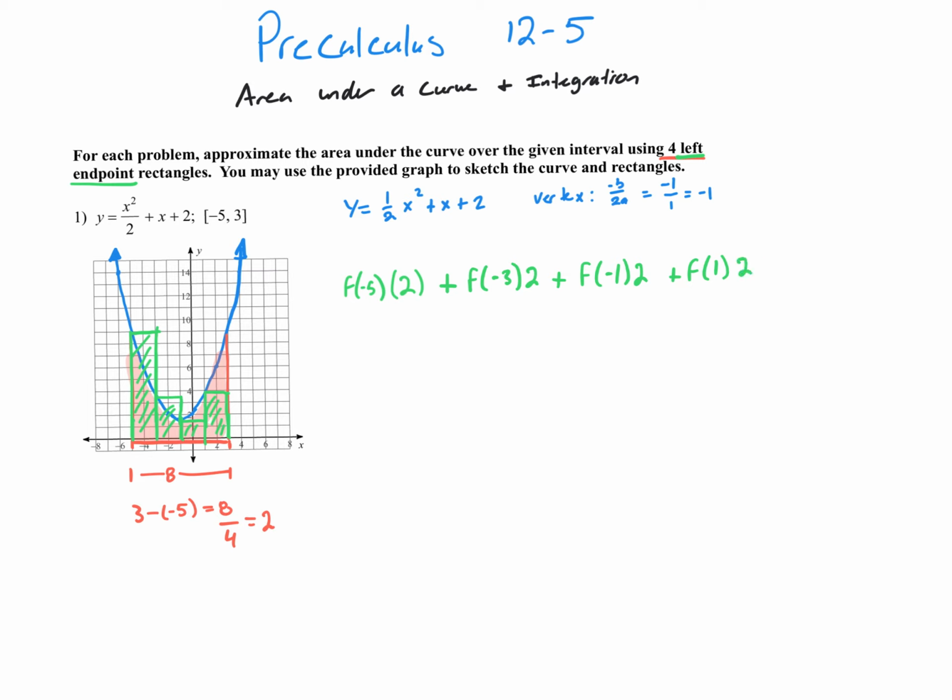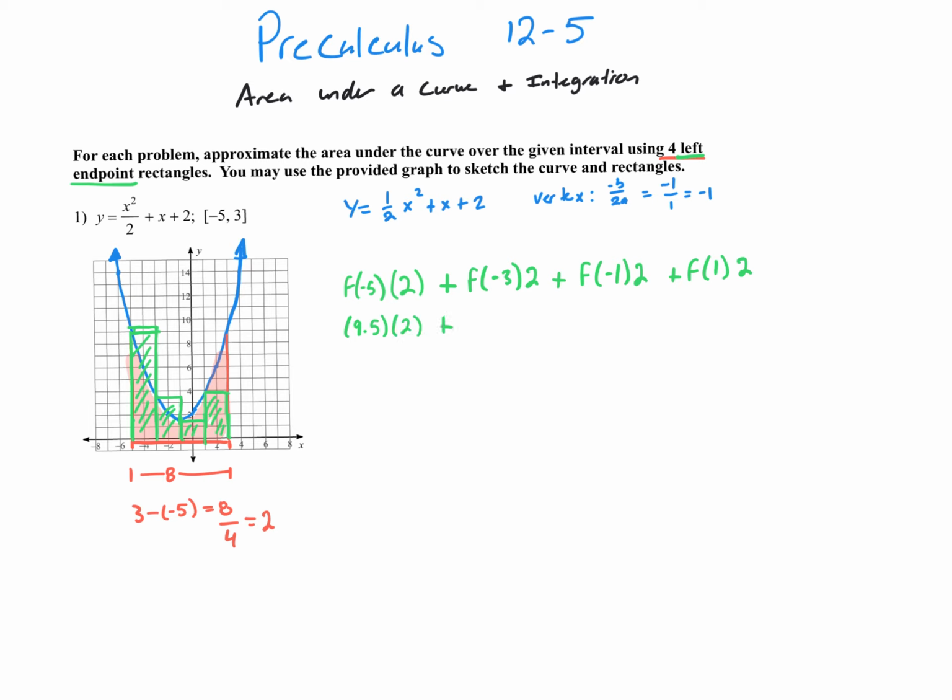So you can use a calculator if we want. I've plugged it in already. So I'm going to go up on my table to f of negative 5, just to find that. And at negative 5, I get 9.5. So mine's not quite drawn accurately. There we go. So this is going to be 9.5 times 2.